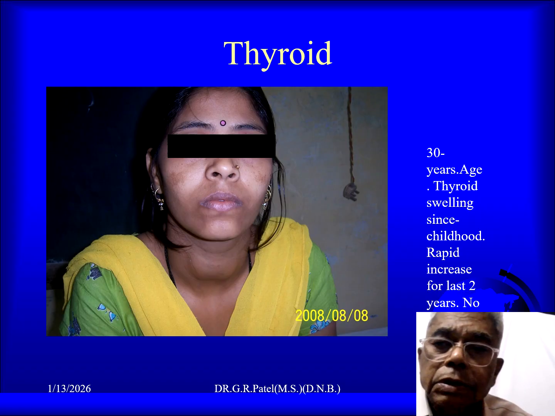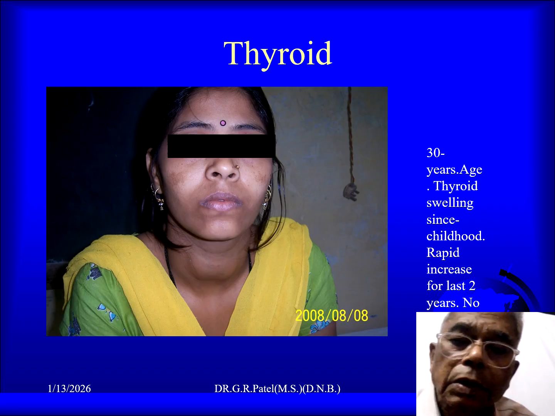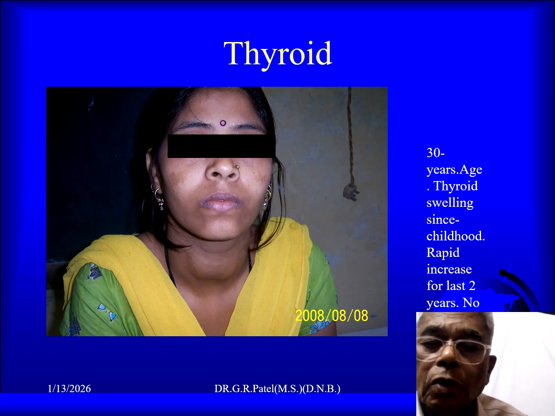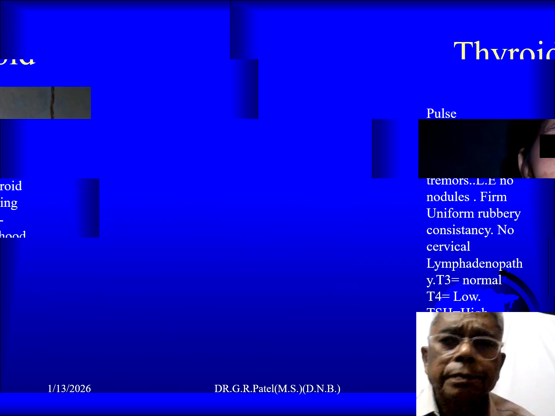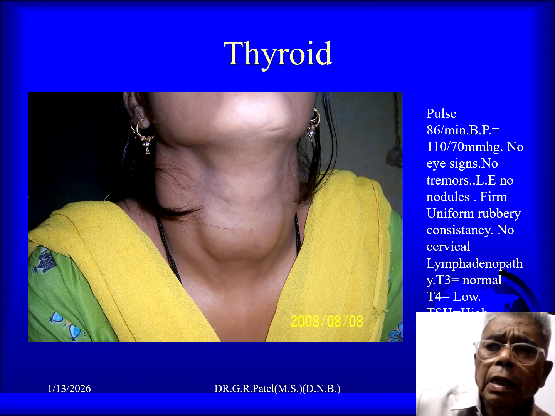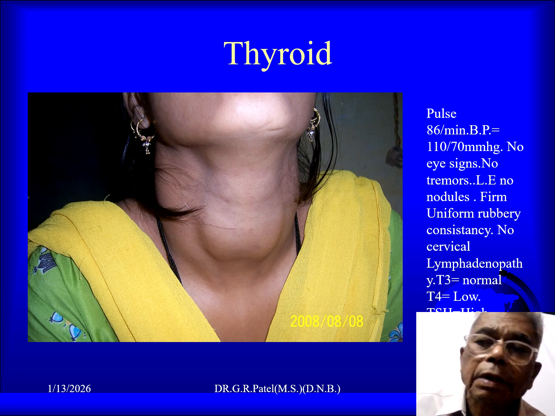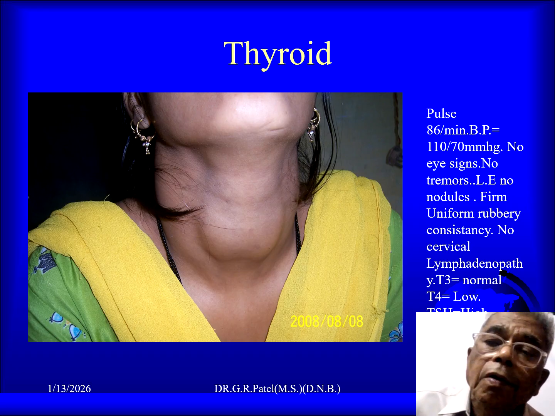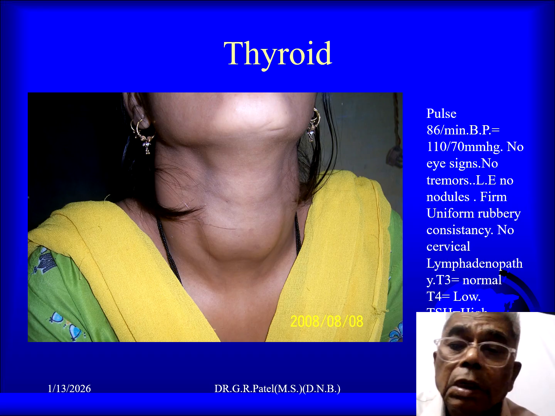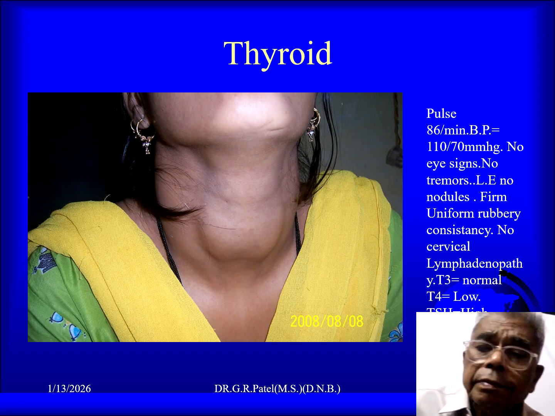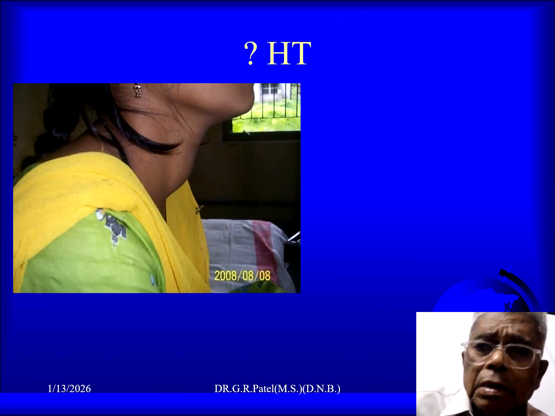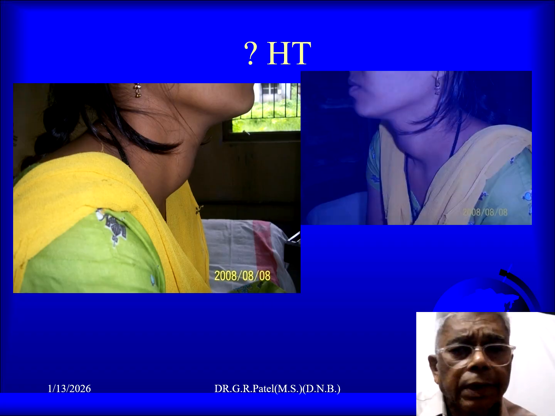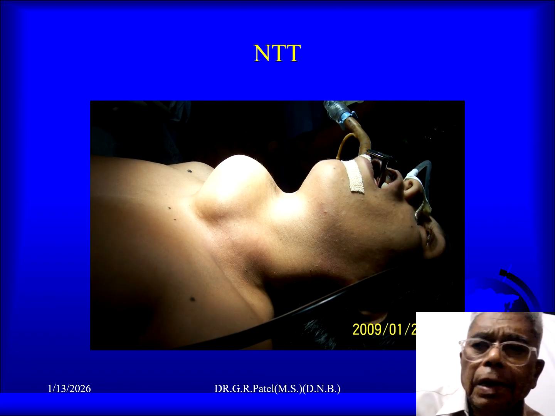Thyroid in a young patient, 30 years of age, thyroid swelling since childhood, rapid increase for last 2 years. Pulse 86 per minute, BP 110 by 70, no eye signs, no tremors. Local examination: no nodules, firm, uniform, rubbery consistency, no cervical lymphadenopathy. Query Hashimoto's thyroiditis, near total thyroidectomy.